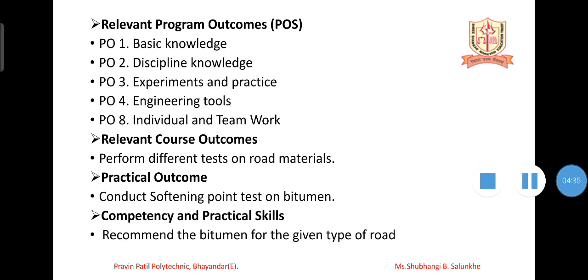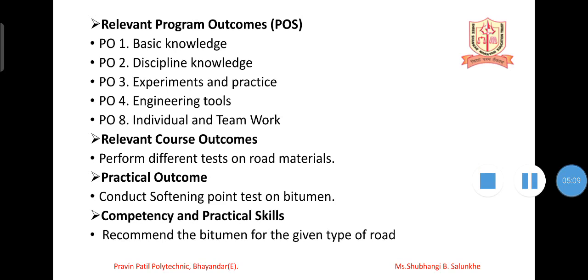Then individual and teamwork. Individual and teamwork means to function effectively as a leader and a team member in the multiple tasks given by a teacher or anyone for performing the practical. We will see your ability, how you work as a leader, how you work as a team member, and that ability is known as individual and teamwork, that is PO8. So all these POs we require for performing this practical.